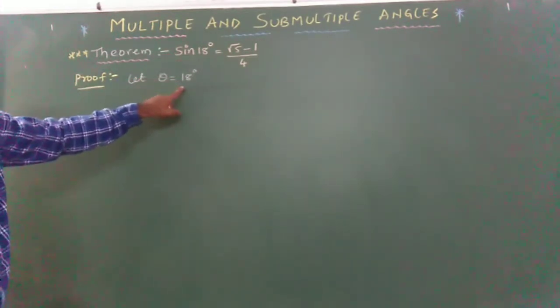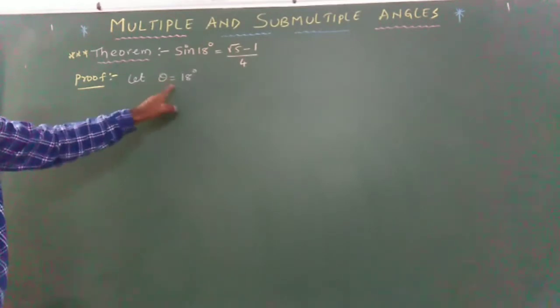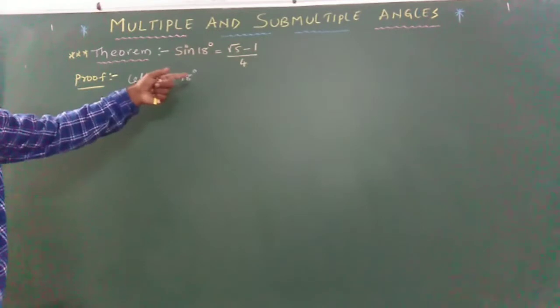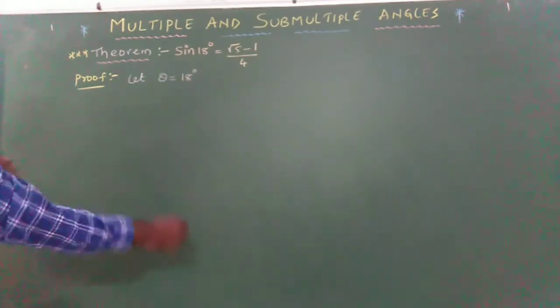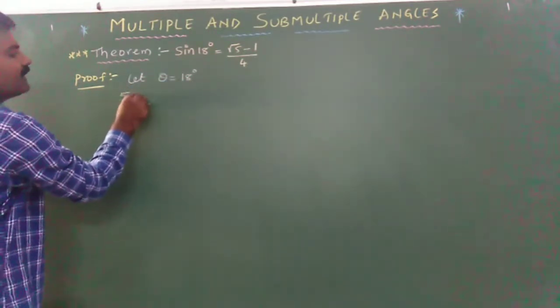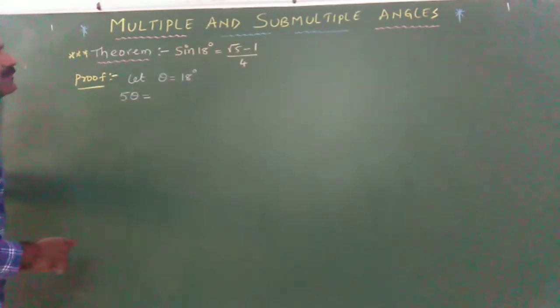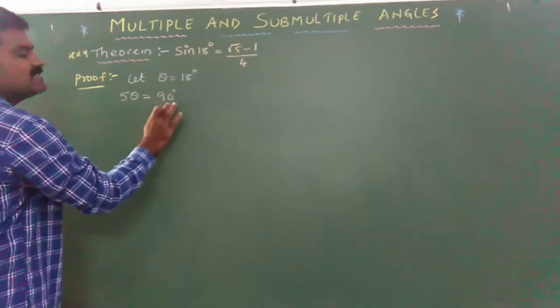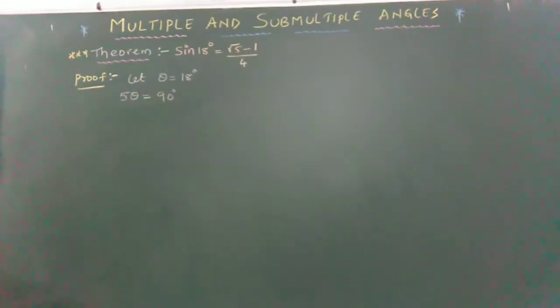If we multiply by 3, multiple angles, then 3 into 18 is 54 degrees. That also we don't know. So what about 5 into 18? 5 into 18 is 90 degrees, is it not? That is the standard value which we know already. I mean sin 90, cos 90, tan 90, we know. So that is the way we need to write: 5 theta is equal to 90 degrees.